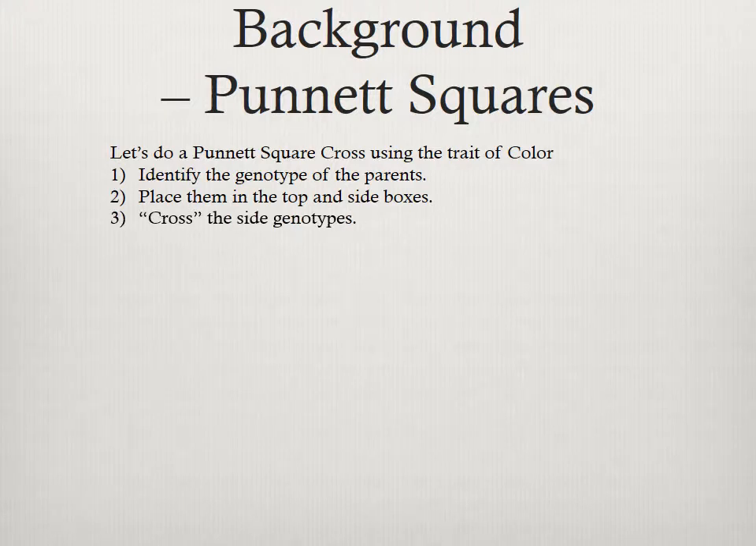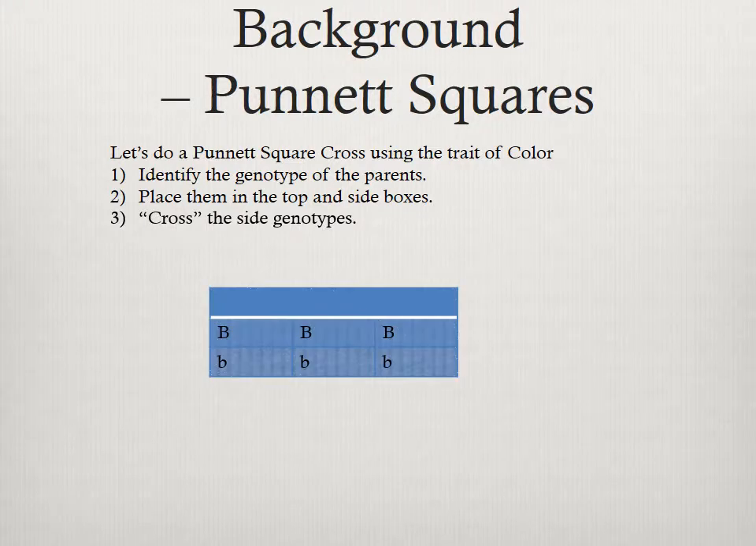So now that we've done that, we're going to cross the side genotypes. When I say cross, I mean just carry over. So I have my big B, little b. On every row that's on my big B, I'm going to put a big B in each of those boxes, and there are two boxes. On every row that has my little b, I'm going to put a little b in that box. So I'm carrying over, or crossing, my side genotypes. Now my pet is done. All my genes have been given out.